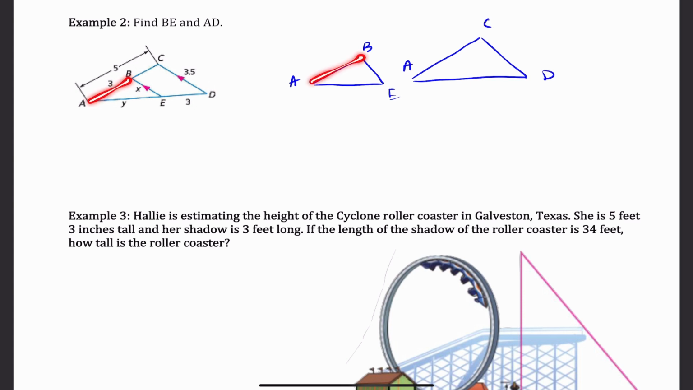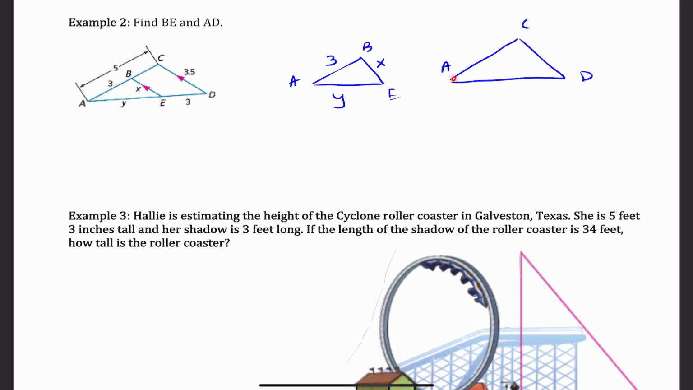So AB is 3, and then we have BE, which is X, AE is Y, AC is 5, because look at that, we have that whole thing there, so it's 5. And then AE to ED, which makes AD, right? That's actually Y plus 3, using the segment addition postulate. So then there we go, CD is 3.5.